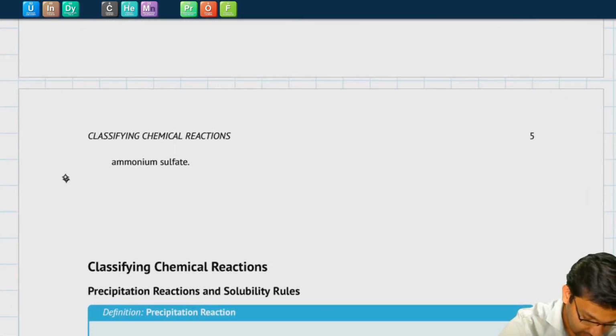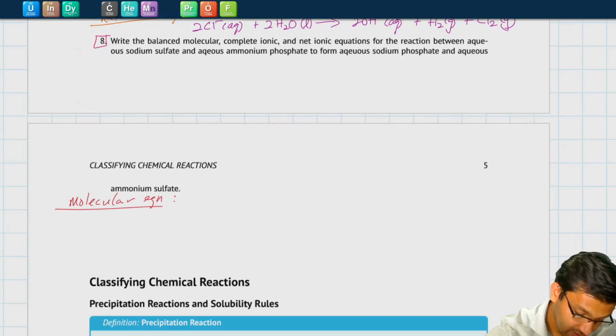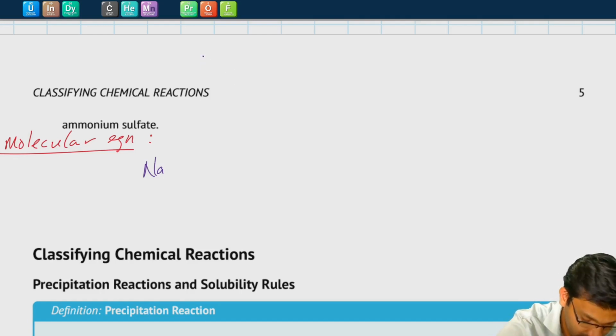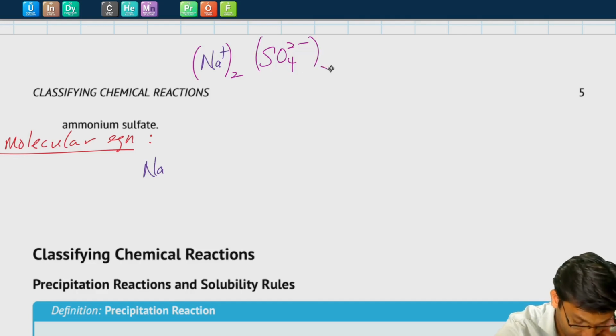Okay, number 8, let's work on the molecular equation first. So what do we have? We have the reaction between aqueous sodium sulfate. So sodium has a charge of +1. So let me just write it up here. Sodium has a charge of +1. Sulfate has a formula of SO4 2-. So to make this work, we need to multiply this whole thing by 2 and multiply this thing by 1. So our formula ends up being Na2SO4. And the equation says that it's aqueous.